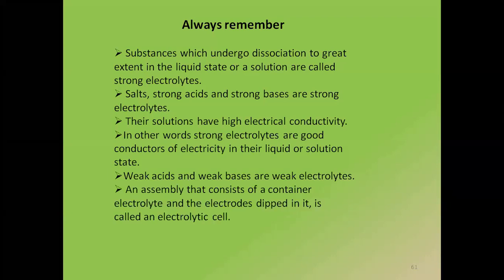An assembly that consists of a container, electrolyte, and the electrodes dipped in it will be called an electrolytic cell. So the entire apparatus which we saw in the previous slide in the diagram will be called an electrolytic cell, which consists of an electrolyte and electrodes which are dipped in it.